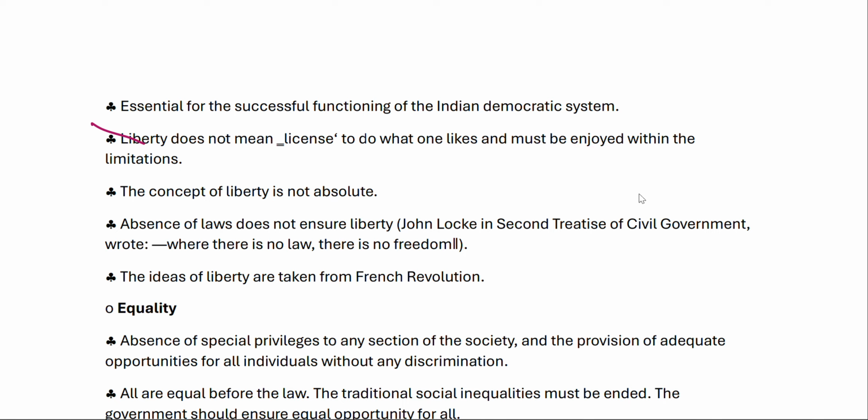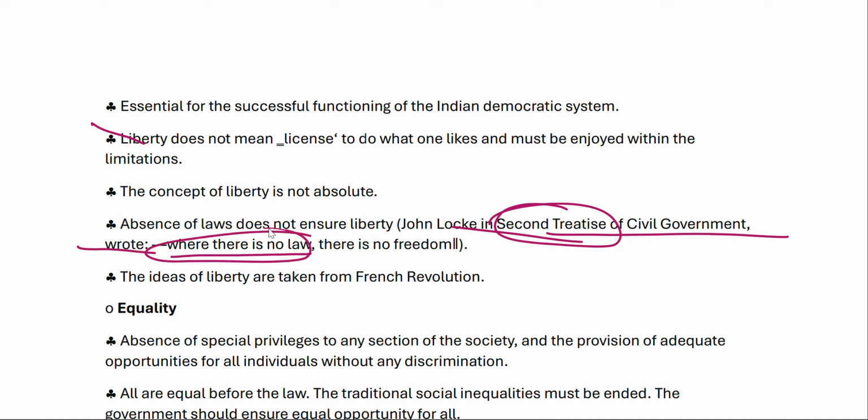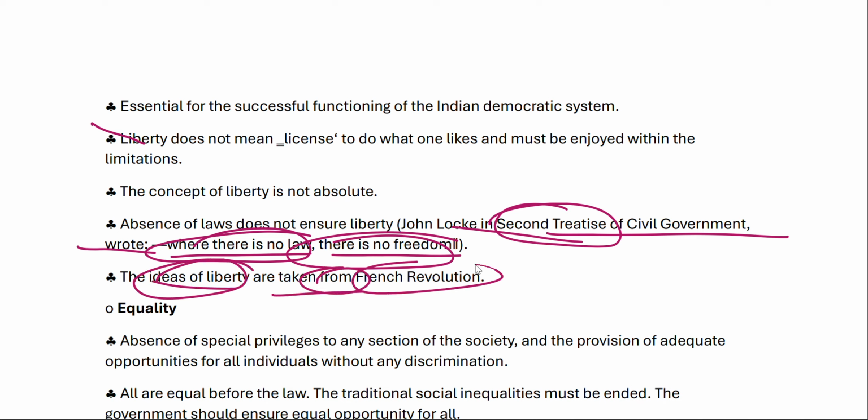No law, no liberty, because John Locke, in the Second Treatise of Civil Government, wrote that where there is no law, there is no freedom. The ideas of liberty are taken from the French Revolution. Right. Equality.